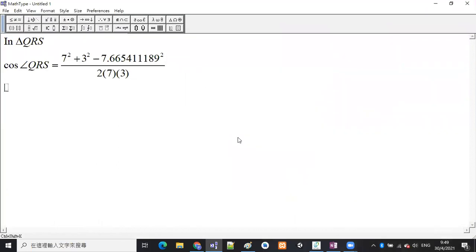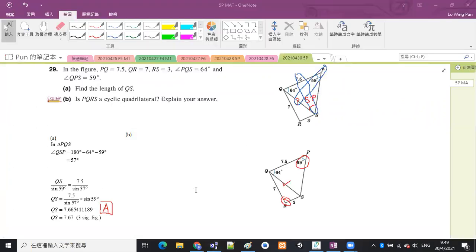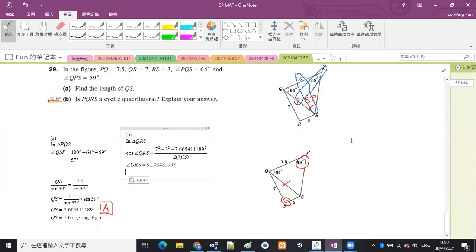Finally, we just use the calculator to do this. 7 squared plus 3 squared minus memory A squared. Enter. And then divided by bracket 2 times 7 times 3. Enter. Shift cosine. That should be 91.0348299 degrees.